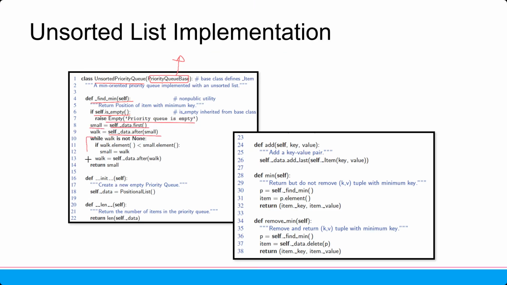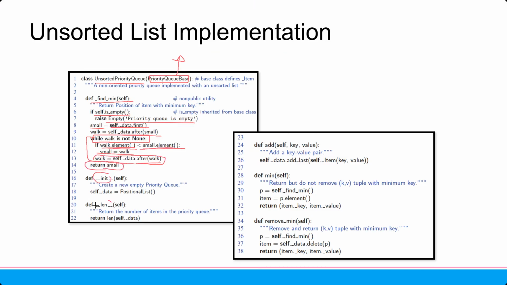So we will do the loop. We will do the loop while walk is not None. Whenever we still have data, we will check whether the walk element is smaller than the small element. If the walk element is smaller than the small element, then let's change small into walk. And then walk equals the data after walk, and we will return the smallest data.